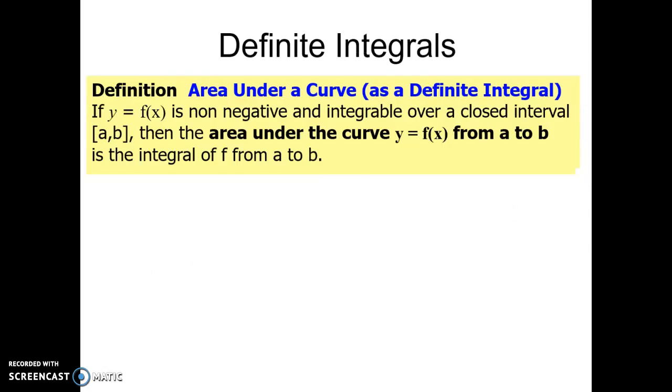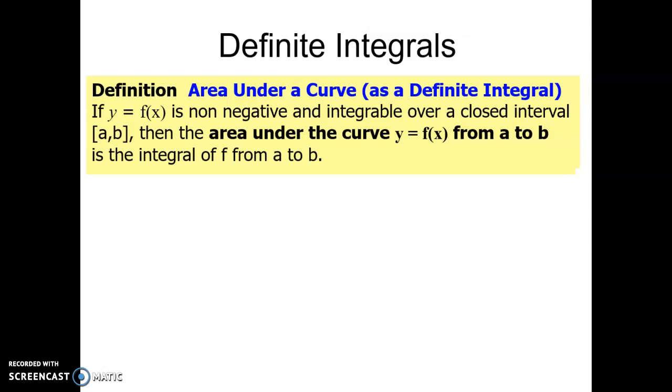So the practical definition of the definite integral says that for the area underneath the curve, if y equals f of x is non-negative and integrable over a closed interval from a to b, then the area underneath the curve of this function from a to b is considered the integral from a to b.